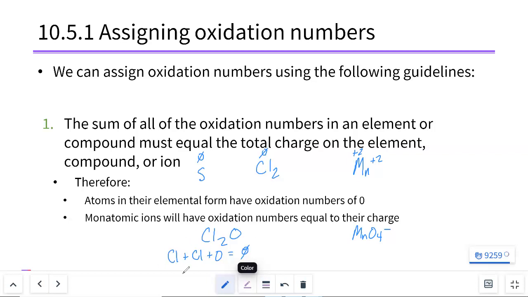Now I can simplify this because chlorine and chlorine are going to have the same oxidation number because they're the same element. I could simplify this to be 2 chlorine and oxygen have to equal 0. And that would make the algebra a little bit easier to do. For the permanganate ion, same kind of thing. The charge on the manganese plus the charge on each of those 4 oxygens has to equal the total charge of the ion, which is -1. Since each of those oxygens would have an identical charge, I could simplify that as manganese and 4 times the charge on the oxygen would give me a -1 overall.